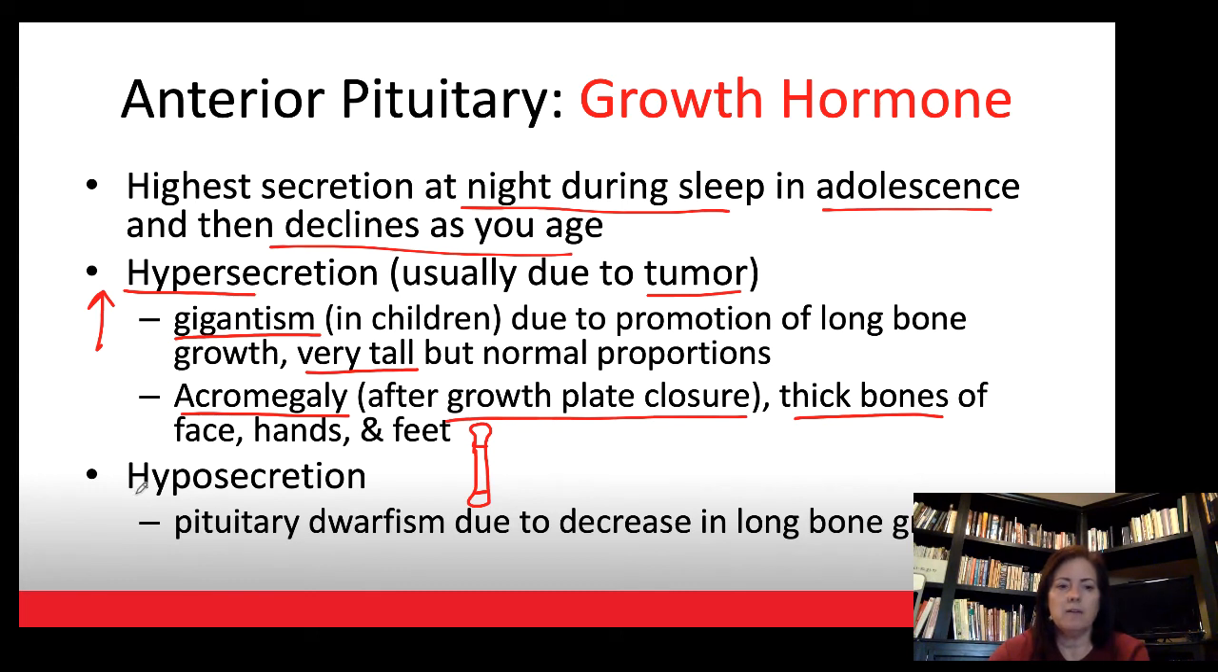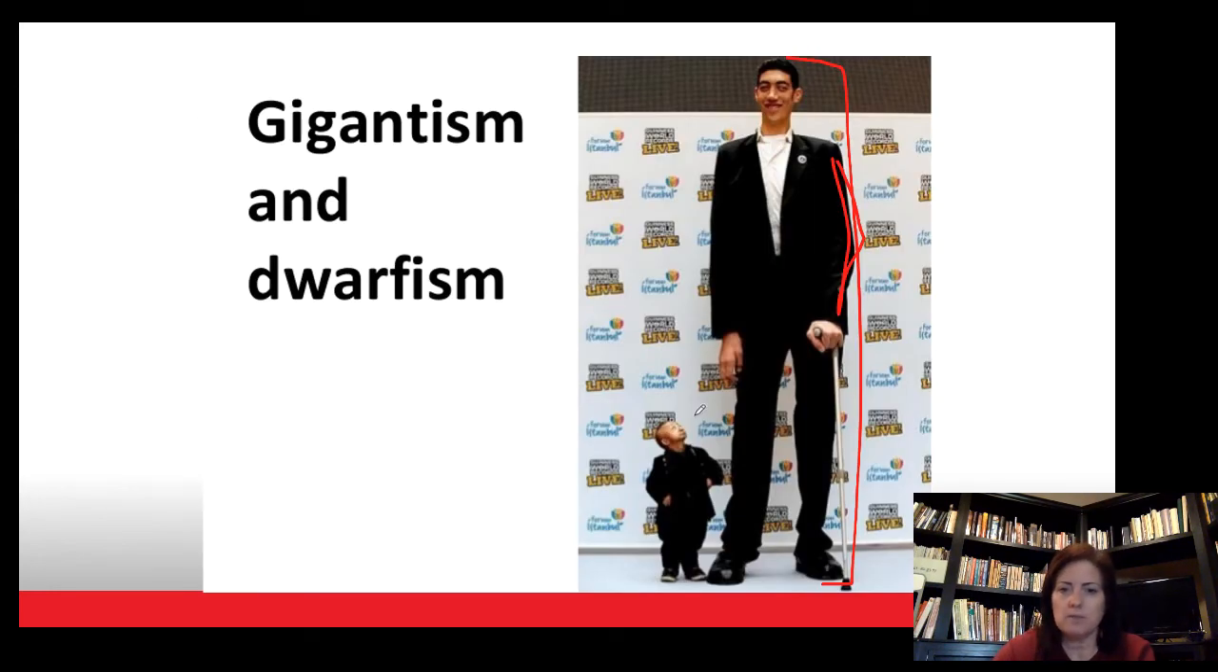And then in the case of hyposecretion, which means that growth hormone is decreased, what we see is a condition called pituitary dwarfism. And so what happens with this is that this patient doesn't release enough growth hormone, so their long bone growth is really stunted and decreased. And that's what we see with the person here on the left, they basically have pituitary dwarfism.